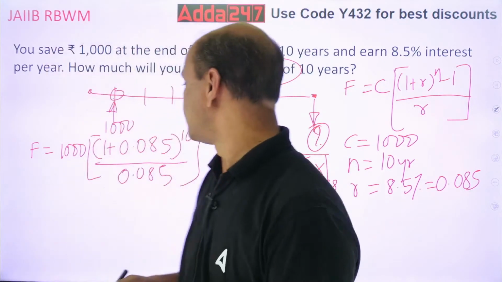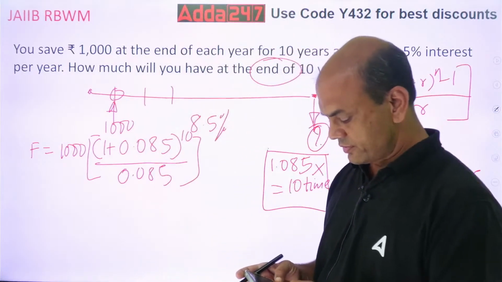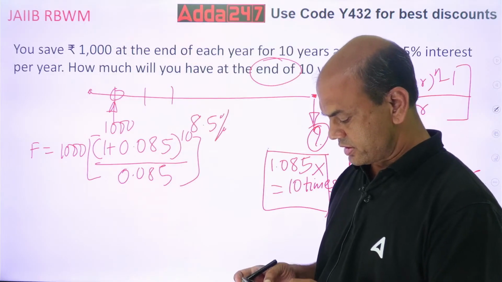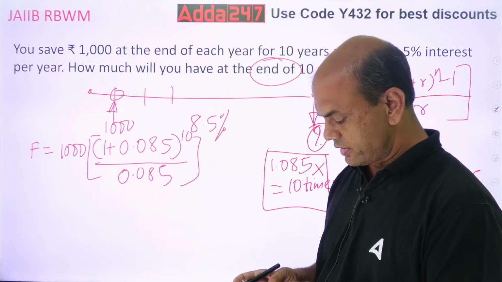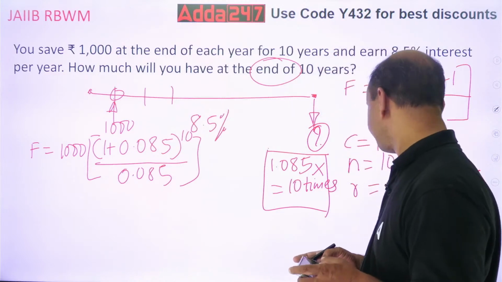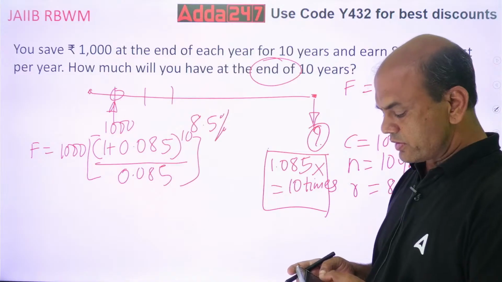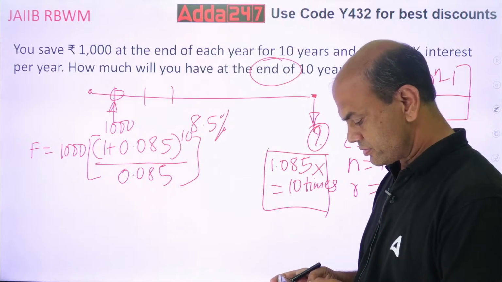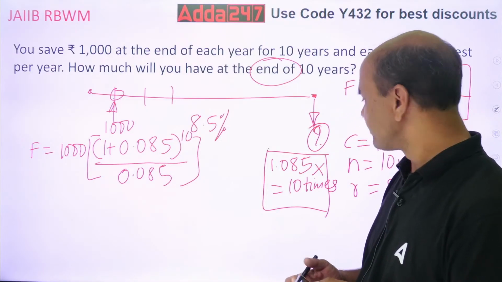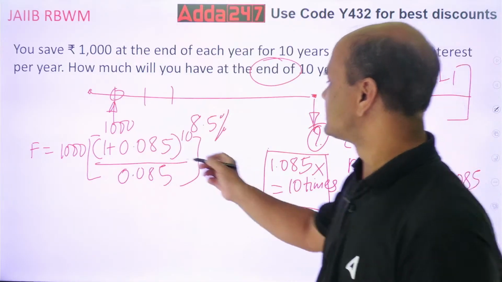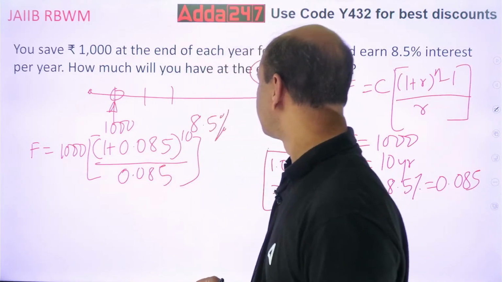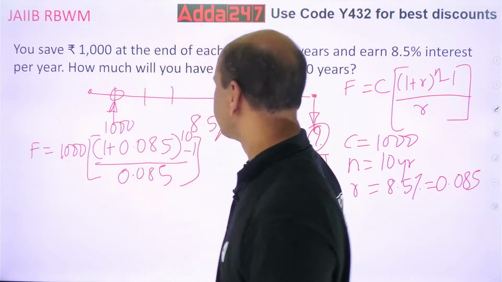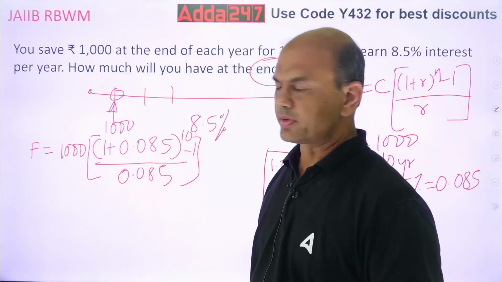What is the answer? Let's see. 1.085, into, equal to, do it 10 times. So what are you getting? Are you getting this answer as minus 1? Did I write the minus 1? This was remaining. Correct, minus 1 was remaining.